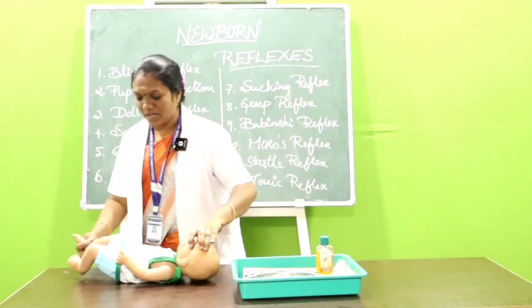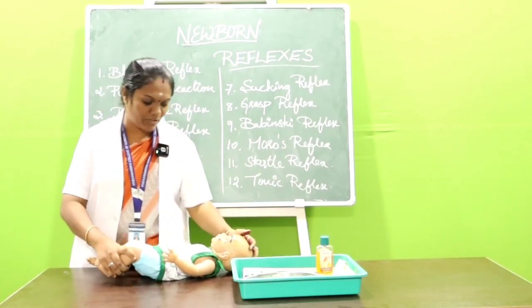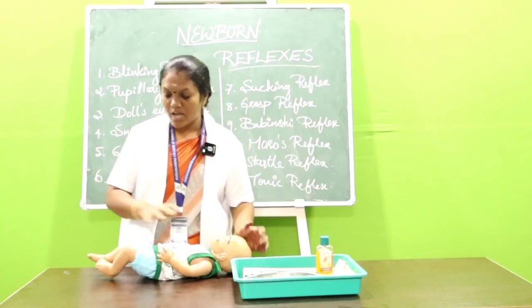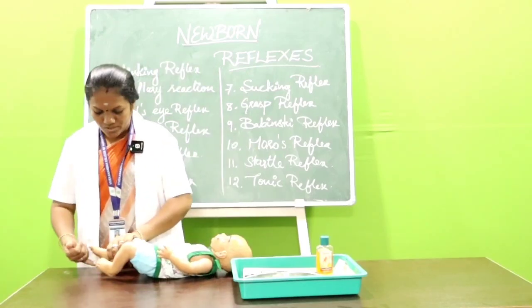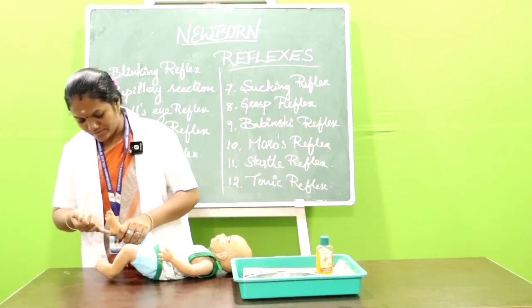Babinski reflex means, see the baby with the leg in this position. We need to place the baby in the supine position, and we give the baby one stroke from here, circular. Okay, like this. I hope you can see that.